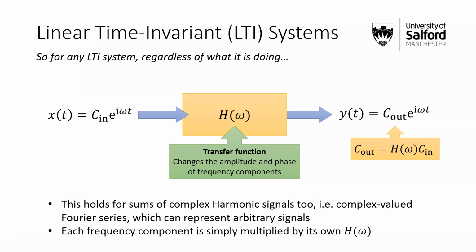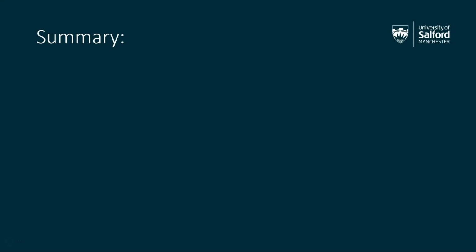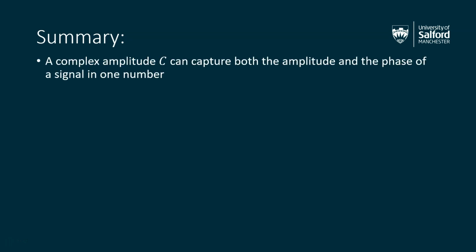So I hope that's demystified some things. Quite a lot going on there, so please feel free to watch again or look some bits up if you need to. But I hope I've given some practical and more graphical ways of thinking about complex numbers that are more applicable to signals. So to summarise, a complex amplitude C with a real and imaginary part, or amplitude and phase, can capture both the amplitude and phase of a signal in one number. Remember, a complex number is like one that has 2 bits.